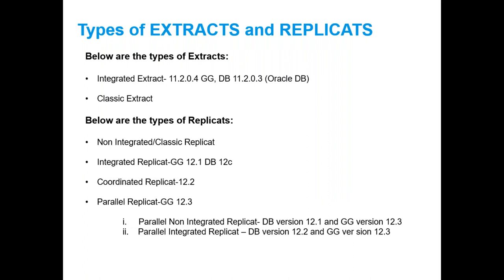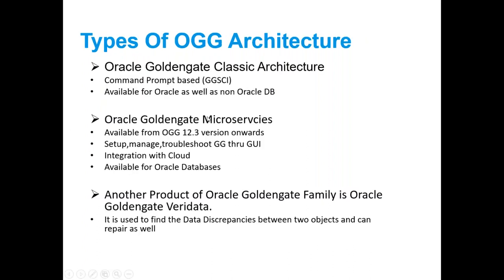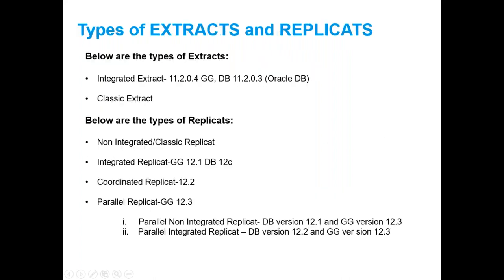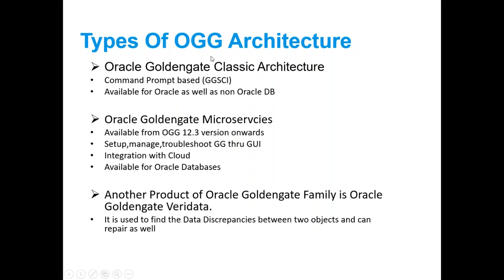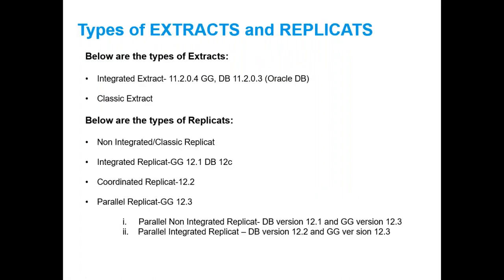The reason why I introduced this slide here is I know some people get confused that with the introduction of microservices, integrated is no longer being used. So just to let them know, there are two types of architecture, classic and microservices, and there are different types of extracts and replicates. Integrated is a type of extract and a type of replicate. Classic in GoldenGate means the traditional one, which has been there since the beginning, and now the latest architecture is microservices, and the latest extract which was introduced was integrated extract. So any question from anyone? Otherwise, we'll now move to the architecture of Oracle GoldenGate.